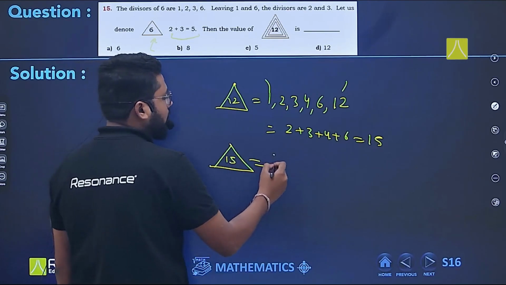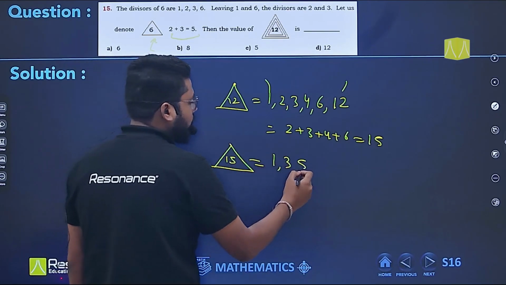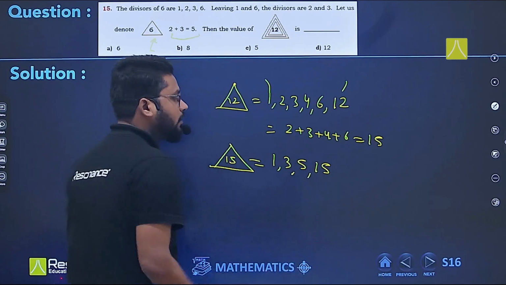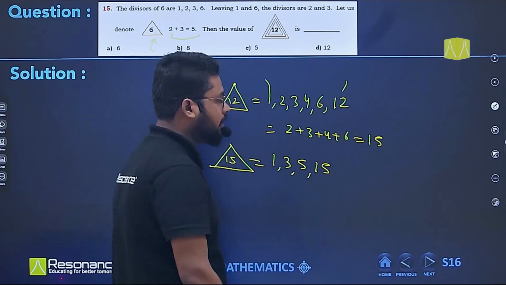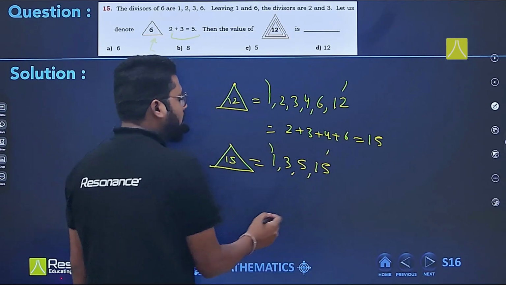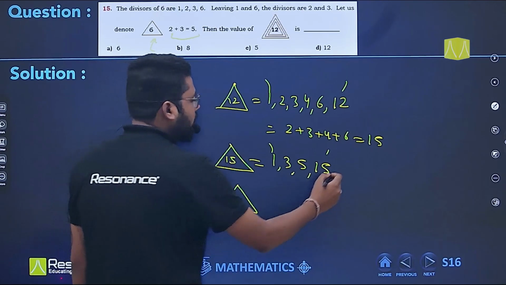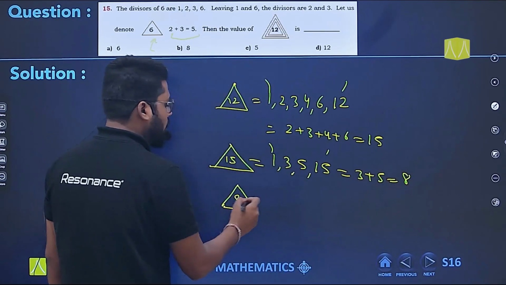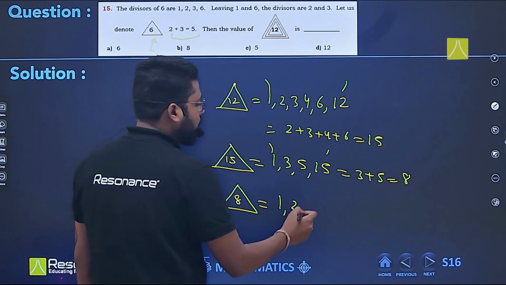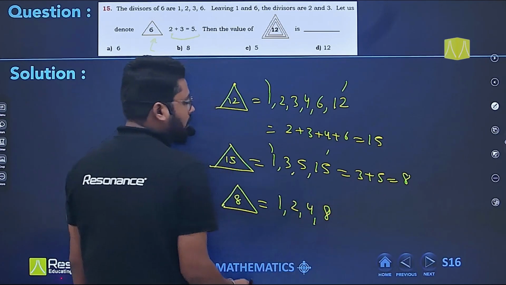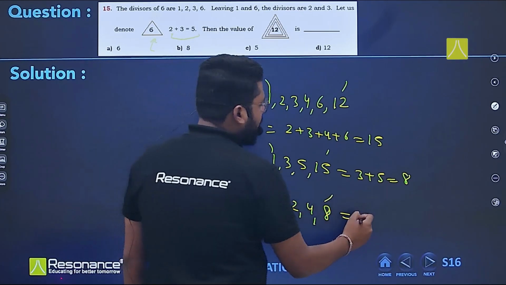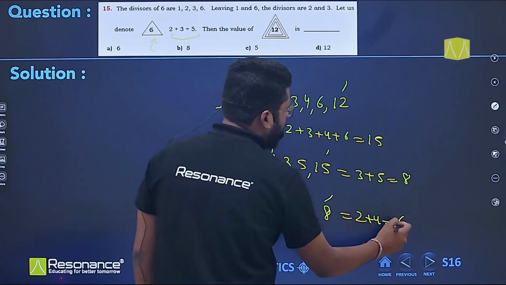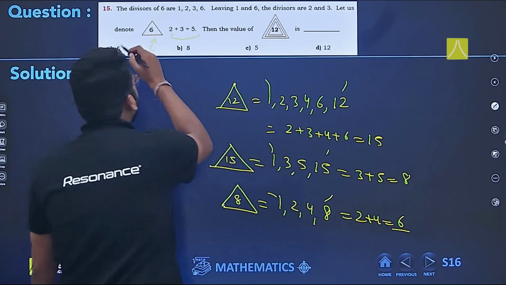So 1, 3, 5, 15. These 4 are the only factors. So we'll ignore 15 and 1. So in the last triangle we are getting 3 plus 5, 8. So what are the factors of 8? 1, 2, 4 and 8 itself. So if you drop 1 and 8, you will be left with 2 plus 4, that is 6. So your answer is 6.